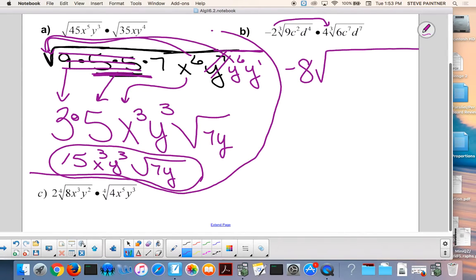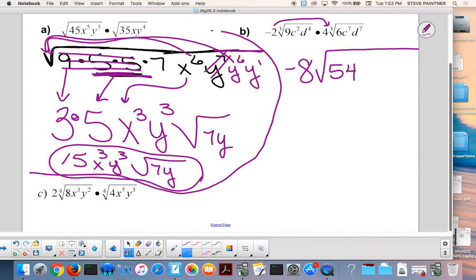Nine is not a perfect cube. 6 is not a perfect cube. I'm just going to multiply them. 9 times 6 is what? Yeah. And the reason I multiplied these two is because it's such a small number. I can simplify 54 pretty quick.